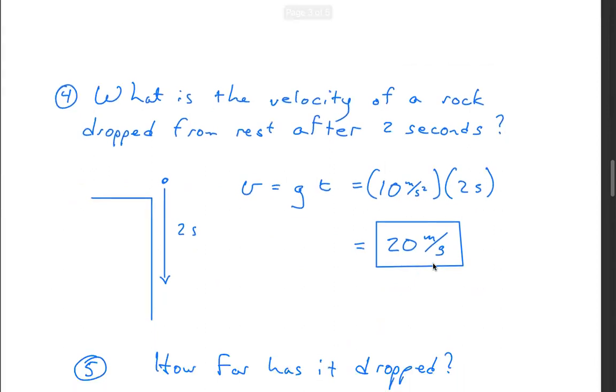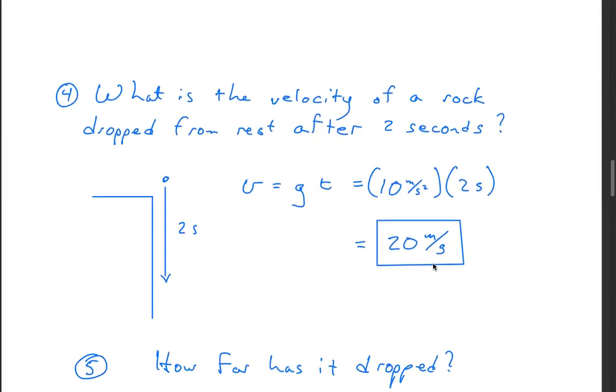Okay, number 4. What is the velocity of a rock dropped from rest after 2 seconds? Well, the velocity is simply the acceleration times time, but in this case, the acceleration is g, gravitational acceleration, which we round off to 10 meters per second squared. Remember that it's actually 9.8 meters per second squared if you need an accurate number. So it's just 10 meters per second squared times 2 seconds. So after 2 seconds, it's traveling at 10 meters per second.